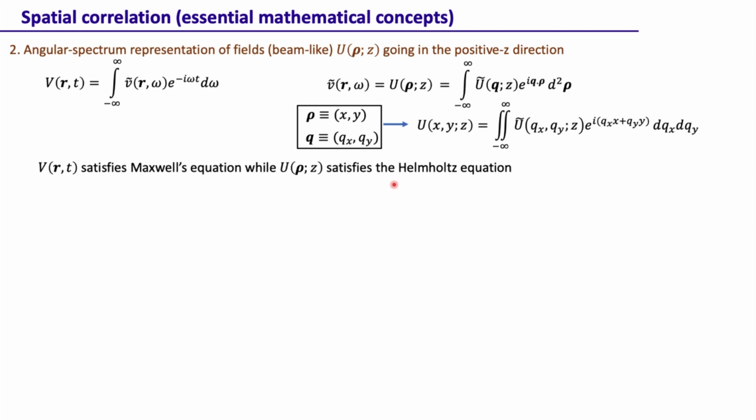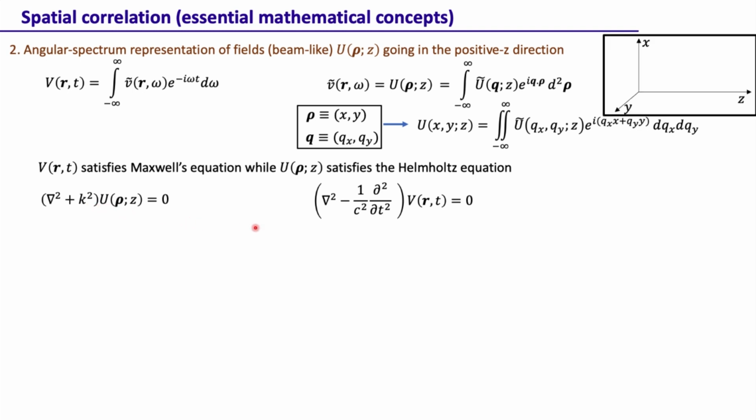Now we know that V(r, t), this spatio-temporal signal, satisfies Maxwell's equation, but this monochromatic component actually satisfies the Helmholtz equation. In fact, if we write Maxwell's equation for a single frequency, it becomes the Helmholtz equation, and this is the field at a single frequency, so it satisfies the Helmholtz equation: del square plus k square acting on u(rho, z) equals zero.